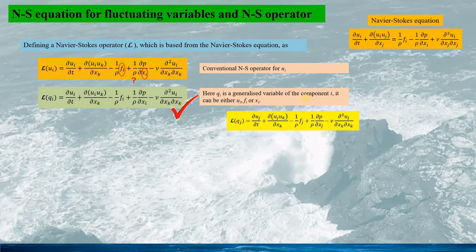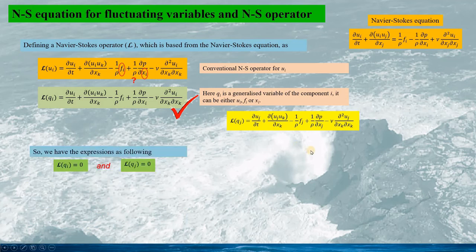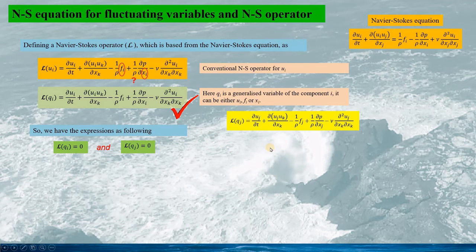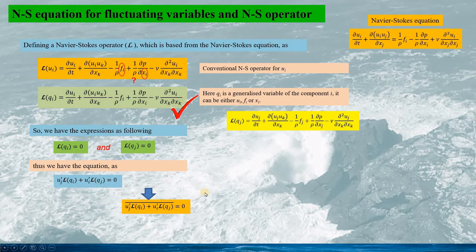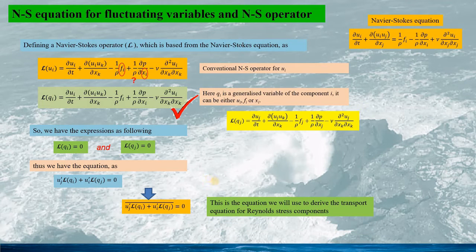As such, for the component j, we have the NS operator as this. So based on the Navier-Stokes equation, both the equations for LQi and LQj are 0. Thus, we can construct an equation as this and take the average of the equation. We have the equation we can use to derive the transport equation for the Reynolds stress component.